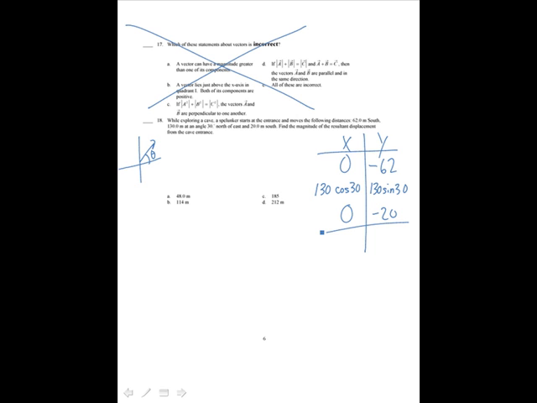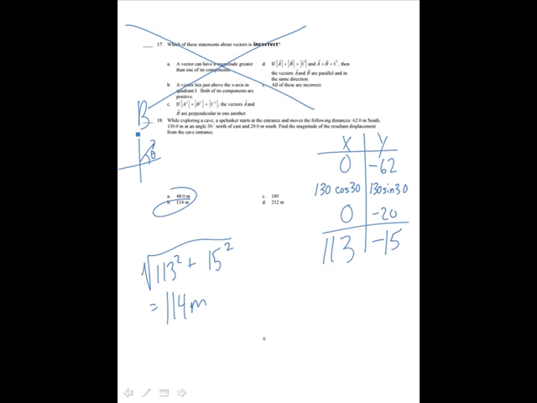I want to add up my X and Y components. The X component is just 130 cosine of 30, which is 113. And then the other is 130 sine of 30 minus 80 minus 15. Alright, I just want to know the magnitude. So that's easy. I just say square root of 113 squared plus 15 squared. I just drop the negative because you're squaring it. It doesn't really matter. It goes away. It is 114 meters, which is option B for 18.